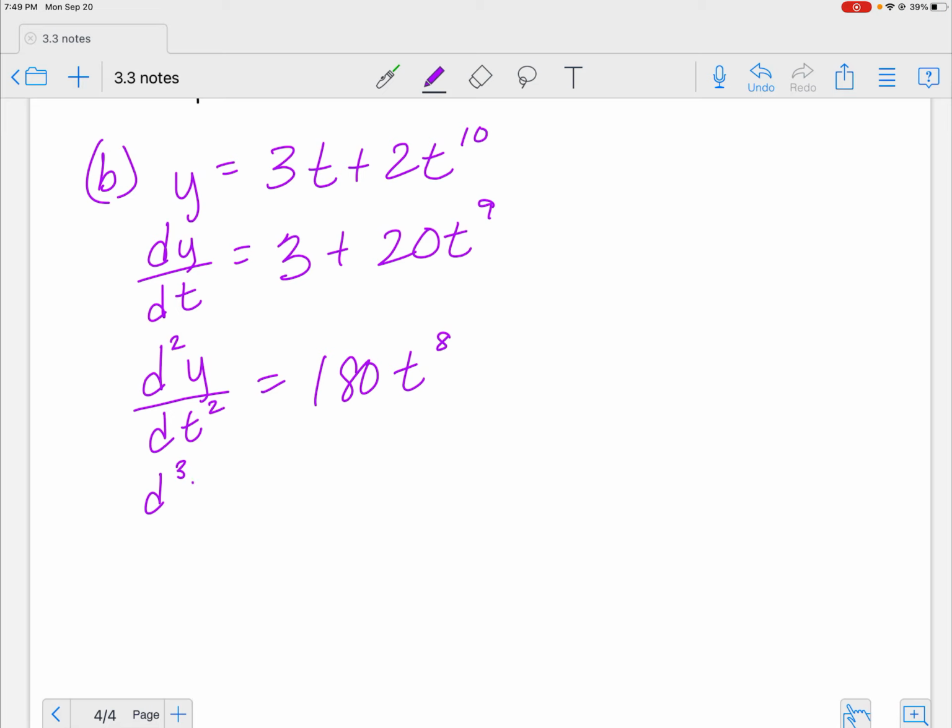So d3y over dt cubed is equal to, oh dang, what's 180 times 8? That'll be a 0, 4, 6, 1,440. Check my math. Yep, that's good. So 1,440 t to the 7th. Now this one started off with such a big exponent, you could just keep going with those. But it just asked for the third, so then that's where we're going to stop.